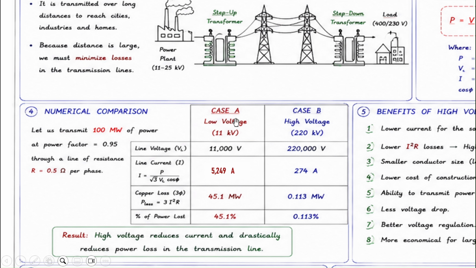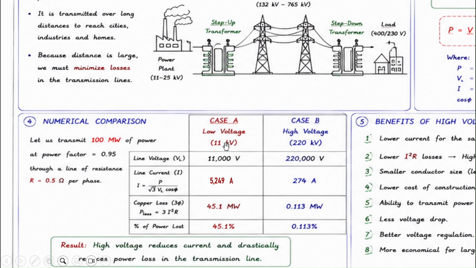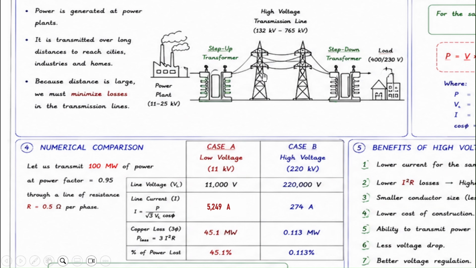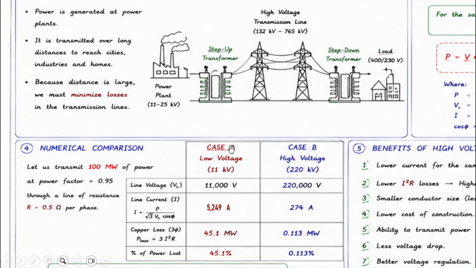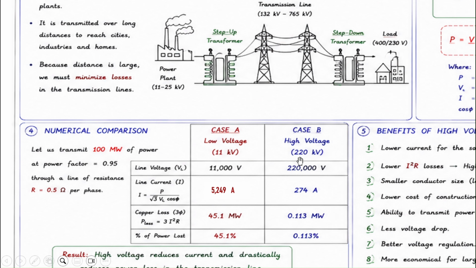In the first case, we are using a low voltage of 11 kilovolts. So basically, instead of 132 here, it'll be 11 kilovolts. And in the second case, we will have 220 kilovolts. Now, as we said, our focus is on the current. We want to reduce the current. So let's find out the current that is flowing through the transmission lines in both cases.